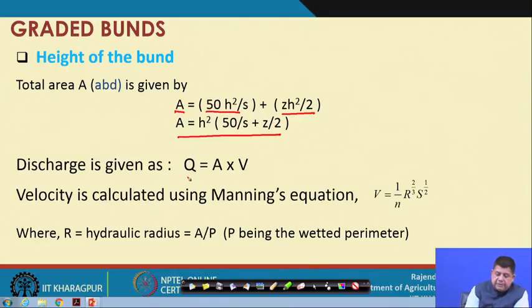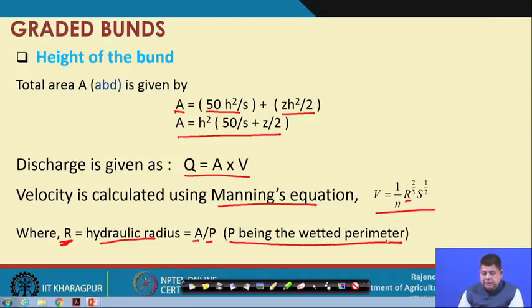And discharge is typically given by the continuity equation Q equals A V, where velocity is calculated using Manning's equation, which is given by V equals 1 by n R to the power 2 by 3 S to the power half, where R is the hydraulic radius as given by A by P, where A is the cross sectional area and P is the wetted perimeter.